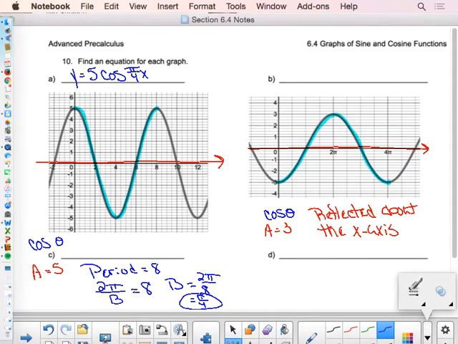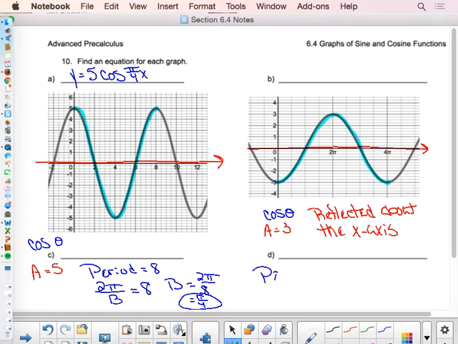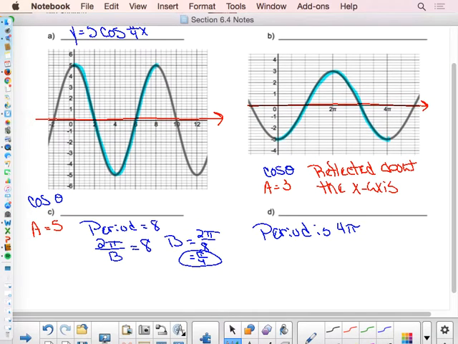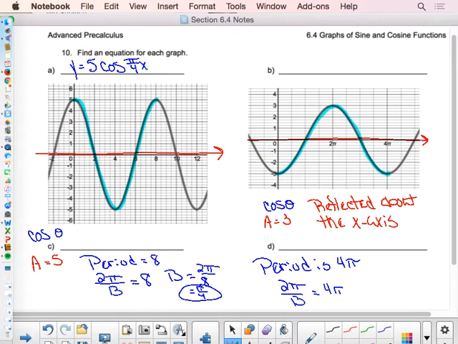So I know that the period is 4 pi. Now I'll use that to find my value of b. So 2 pi over b equals 4 pi. So 2 pi over 4 pi equals b. So b is equal to 1/2. So now I'm going to write the equation of this cosine function. y is equal to negative 3 cosine 1/2 x.